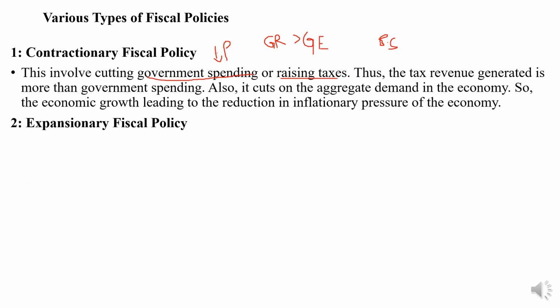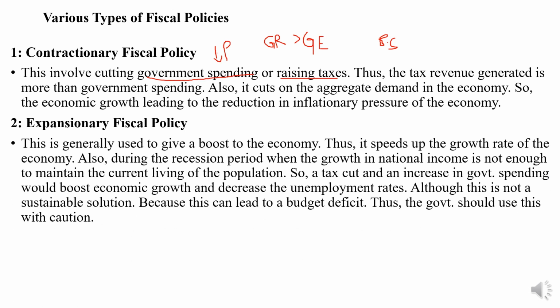The second one is the expansionary fiscal policy. As we already discussed, in the contractionary fiscal policy they contract the prices, and the expansionary fiscal policy is used when there is high prices in the economy. It is generally used to give a boost to the economy and speed up the growth rate of the economy. They use this policy during the recession period when the growth in the national income is not enough to maintain the current living of the population.